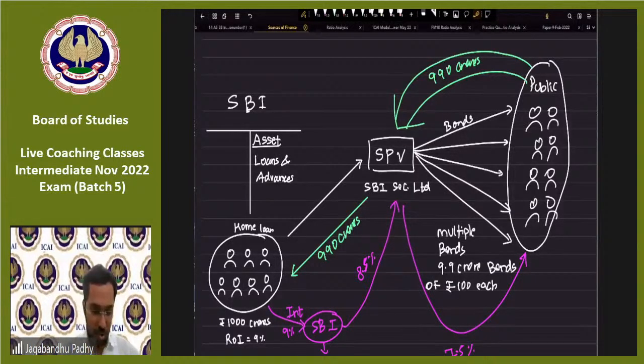Yeah. So SPV gets lesser than what SBI has charged, and SPV pays to the public even lesser than what it has received from SBI. So in between there is a margin for the SPV.